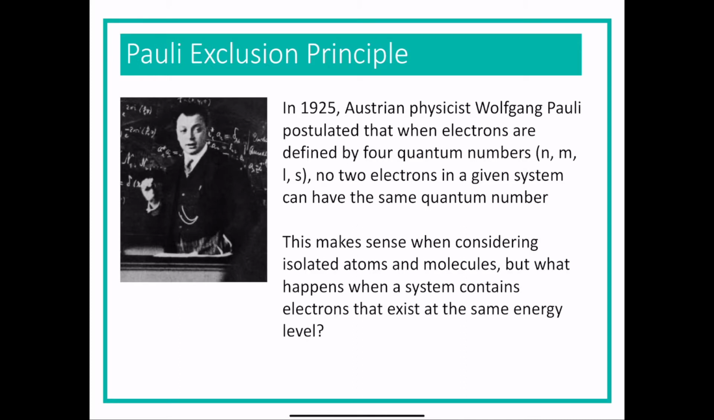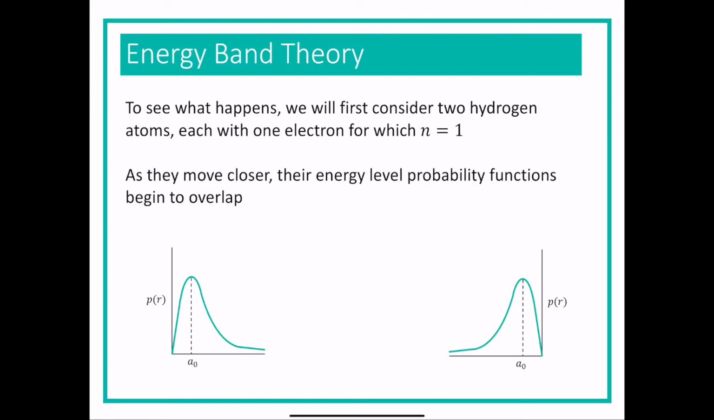But what happens when we have molecules and lots and lots of atoms in one place, which provides lots of electrons? Because we talked about what energy level exists for different electrons and perhaps where they might be around the nucleus, but we didn't look at what happens when they have the same state and end up in the same place. So this is what happens.